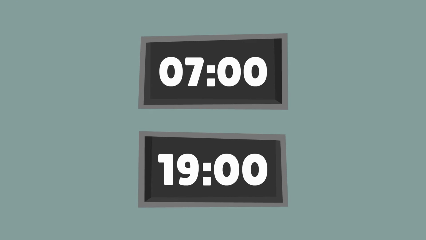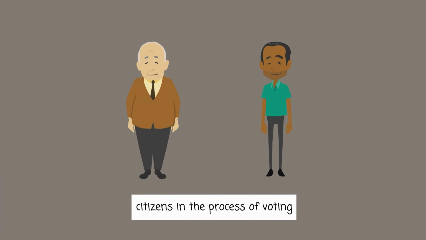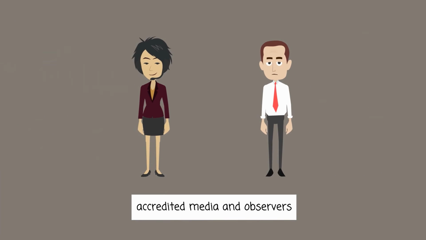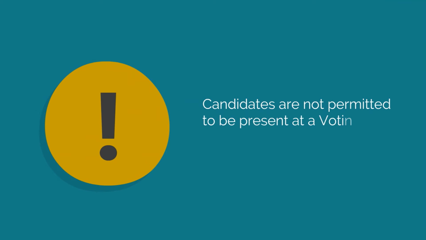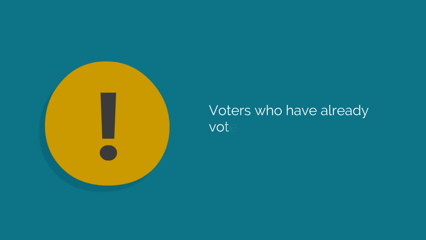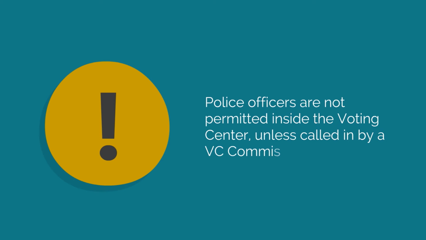Voting takes place from 7 a.m. to 7 p.m. on Election Day. Only VC Commission members, citizens in the process of voting, and accredited media and observers are allowed inside the voting center during this time. Candidates are not permitted to be present at the voting center unless, of course, they are voting. Voters who have already voted should not remain in the voting center, and police officers are not permitted inside the voting center unless called in by a VC Commission decision.